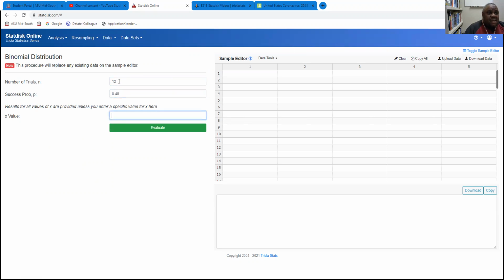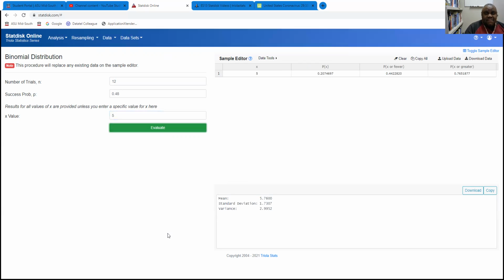Then tab down to x. Now, if you leave this blank and click evaluate, you're going to get results for all the values of x, unless you enter a specific value for x in this box. So for the x value, we're looking for the probability where x is equal to 5. So here, we're going to type in the number 5 and then click evaluate.